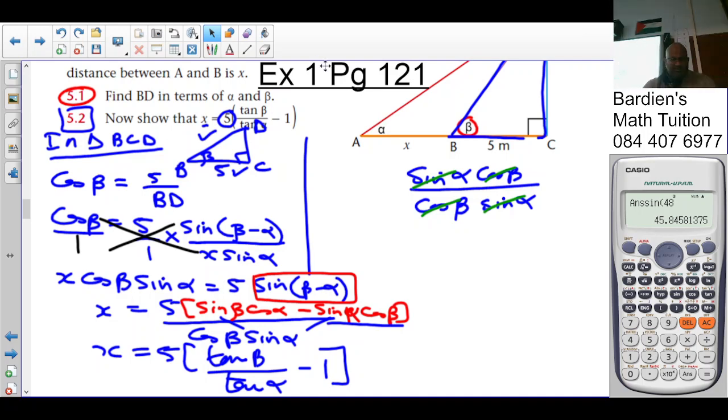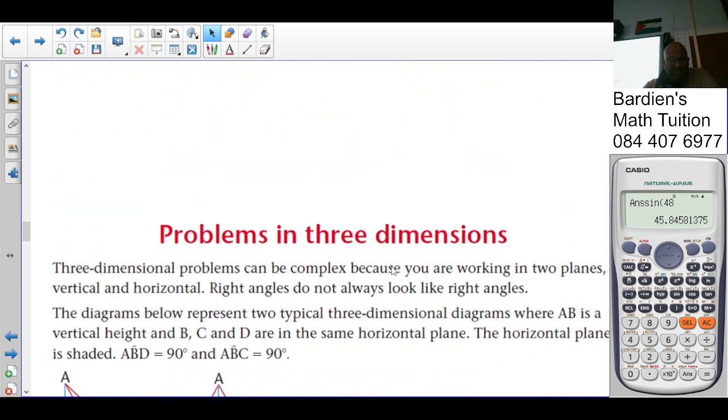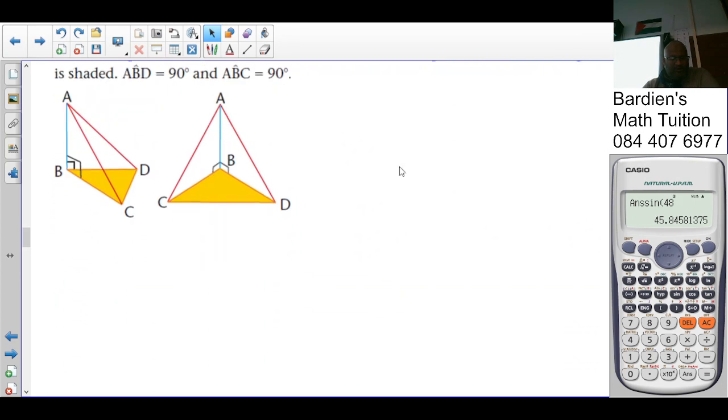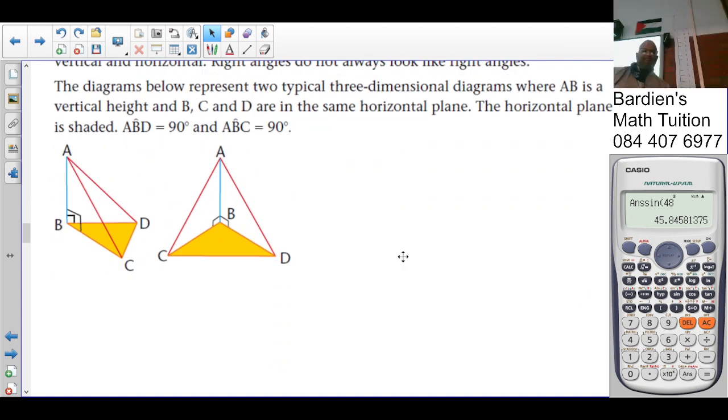That was number 5. So now we're looking at problems in 3 dimensions. We spoke about the commonly used sketches.